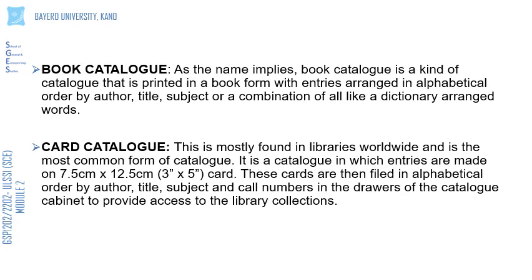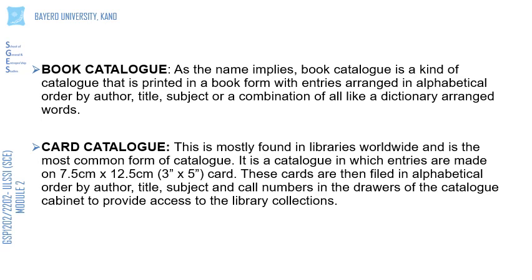The book catalog, as the name implies, is a kind of catalog that is printed in a book, in which entries are arranged in a vertical order by author, title, subject, or a combination of all, like a dictionary. They are arranged alphabetically, like how words are arranged alphabetically. The card catalog is mostly found in libraries worldwide and it was the common form of catalog.